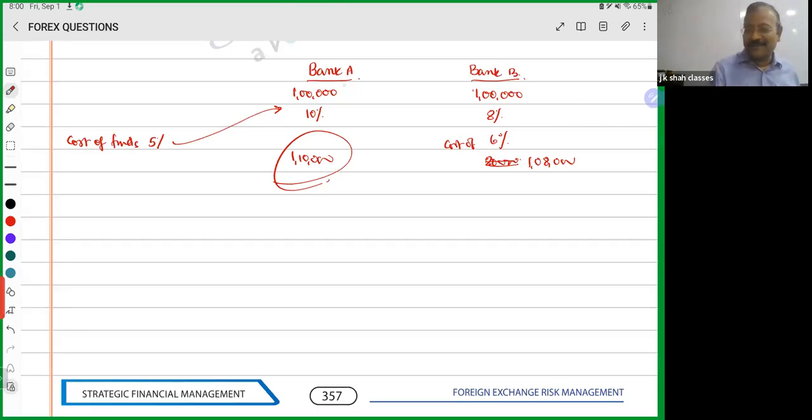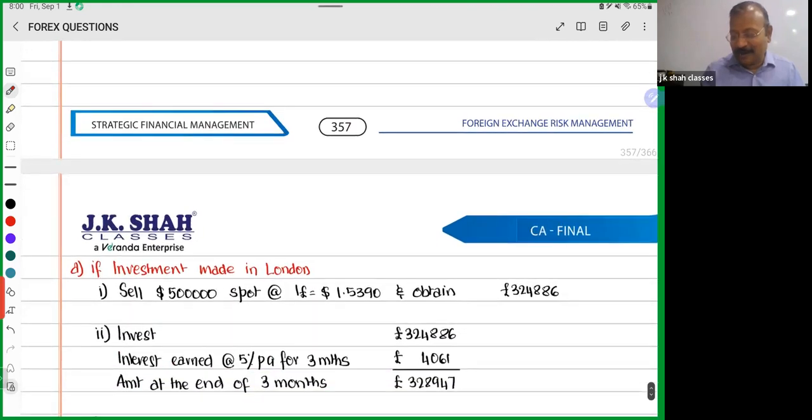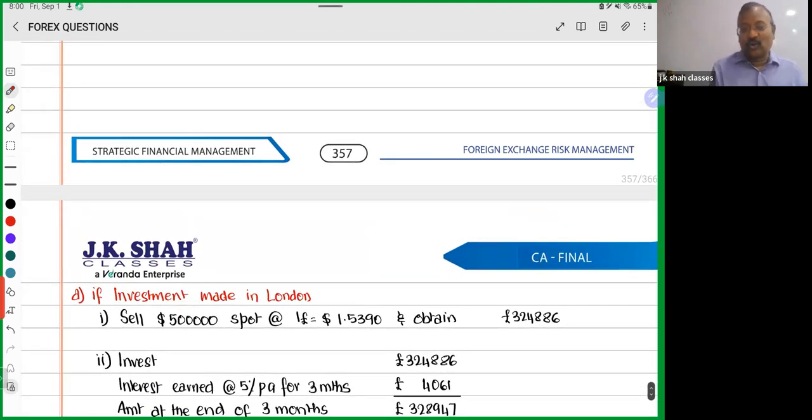It doesn't. Whichever money is giving me the higher rate is the better one. Right? So cost of funds really doesn't matter. If you see here, you sold $5 lakh spot.